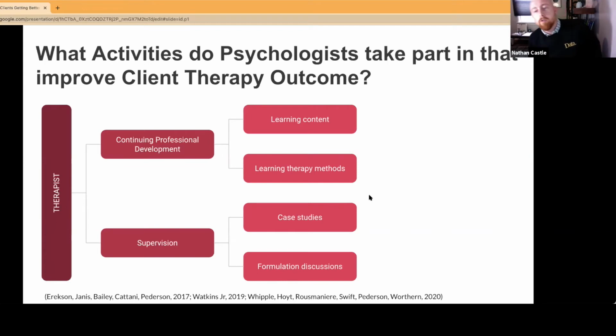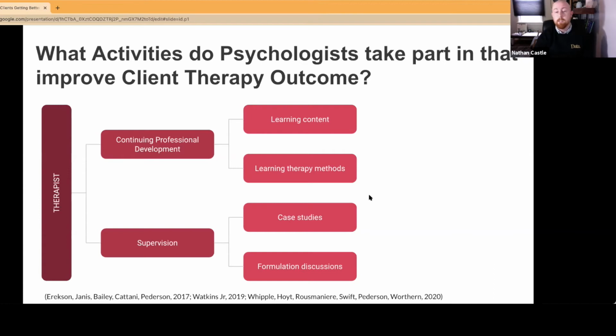So, what activities do psychologists take part in that improve client therapy outcome? Obviously, as part of our profession, we have a lot of regulations, a lot of guidelines that we have to follow, and we do many hours of professional development each year, at least 30. From that, we go through learning content, trying to understand theories, models, and skills. We learn the methods of how they're applied, either by attending a workshop or having a very skilled person role model some of these things to us. We also do a lot of supervision.